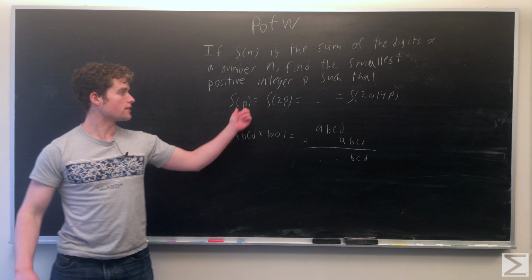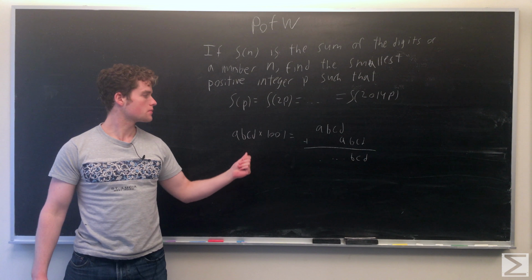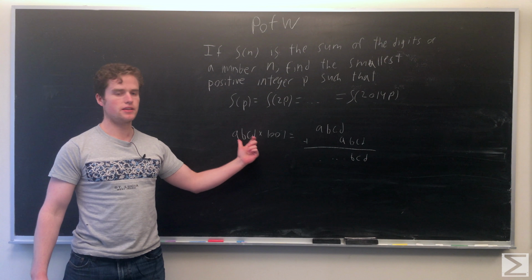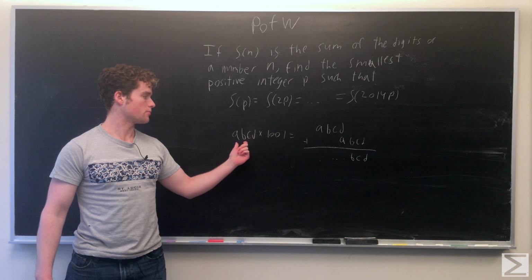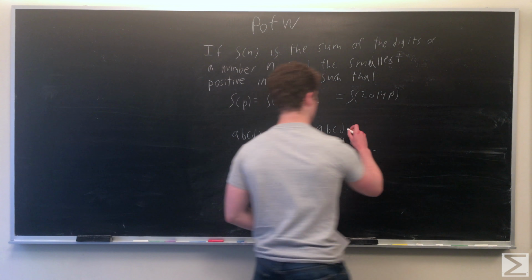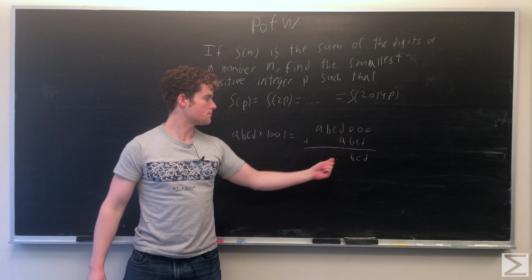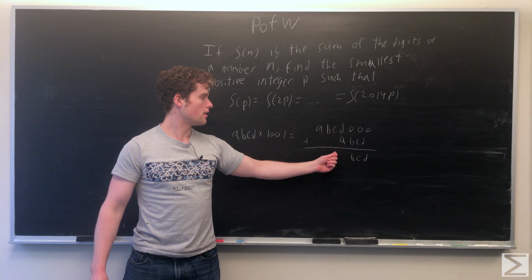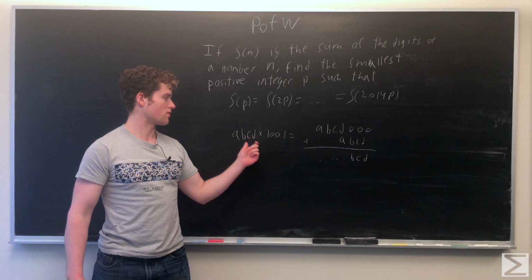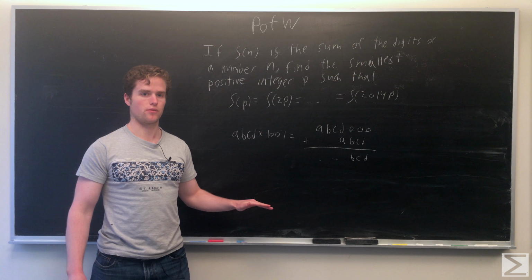So we want s of p equals s of 1001 times p. So we're going to consider 4 or less digit numbers A, B, C, D, each being the digit of a number, potentially 0, times 1001. This is A, B, C, D, followed by 3 zeros plus A, B, C, D. Note if A equals 0, this will just become BCD, BCD, and the sum of that is clearly going to be greater than our initial sum.